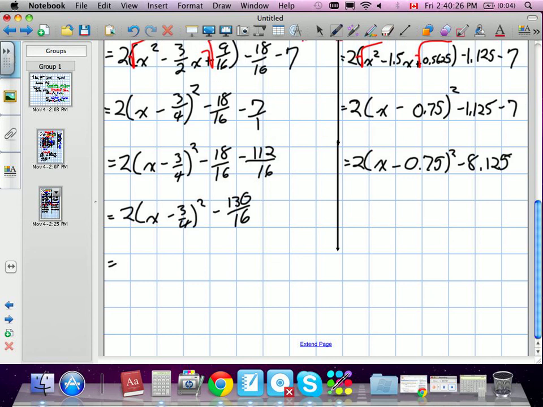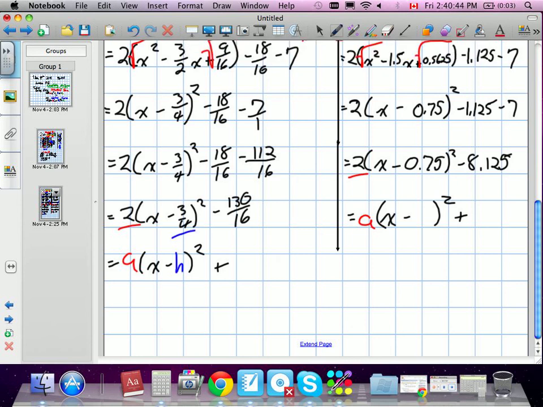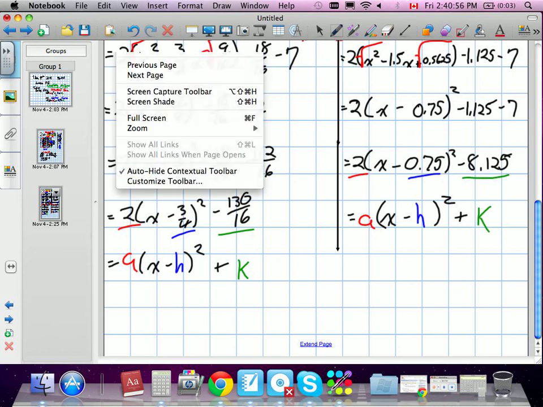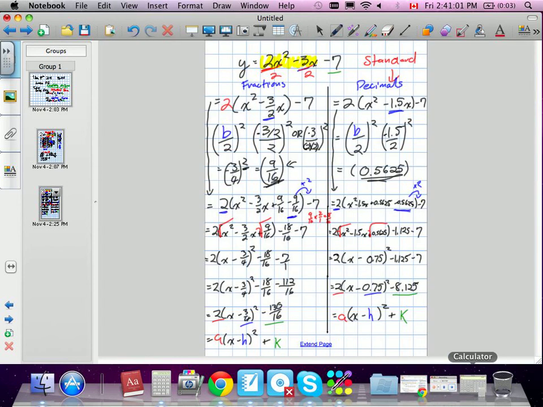So for our vertex form, we have a minus, squared, plus. Here's our a value, which is 2 in both of them. Our h value, which is 3 over 4, or 0.75. And our k value is negative 130 over 16, or negative 8.125. So we're now finally in vertex form. Oh, that's not that great to look at.